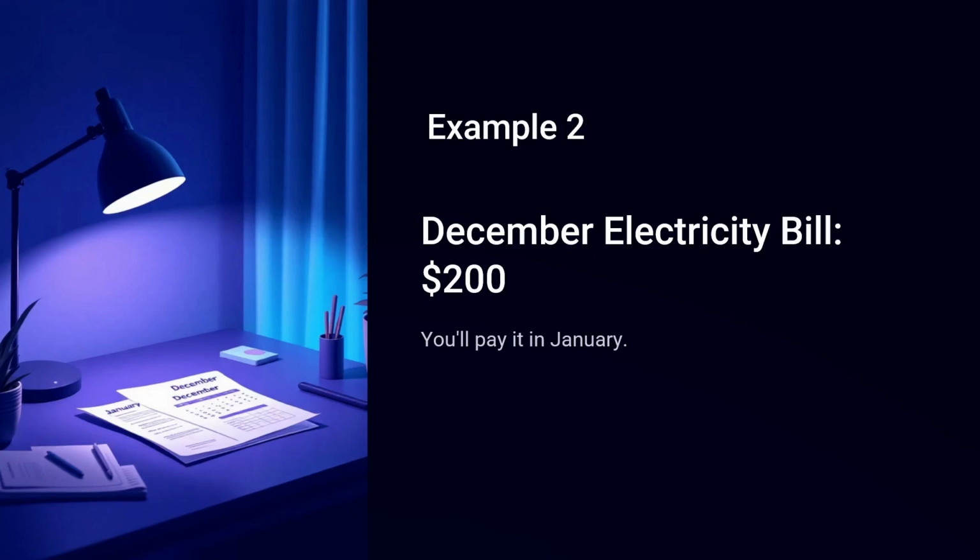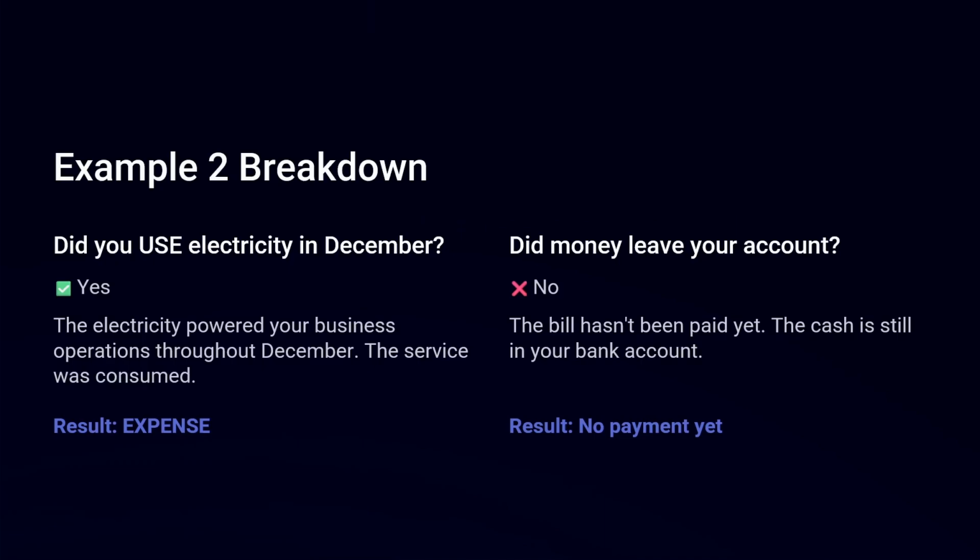In December, you have an electricity bill for 200 US dollars. But you pay it in January. Let's break it down. Did you use electricity in December? Yes. The electricity powered your business operation throughout December. The service was consumed in December, so the result is you have an expense. Did money leave your account? No. The bill hasn't been paid yet. The cash is still in your bank account.